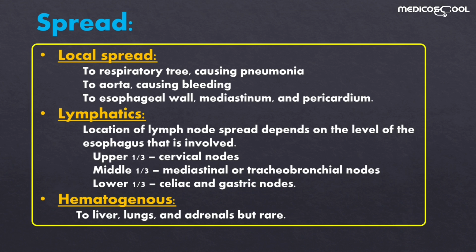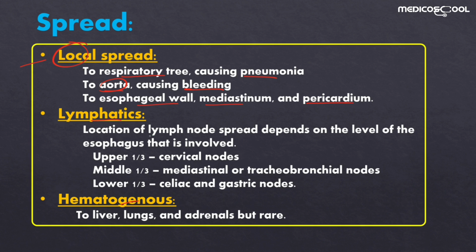Now, let's talk about the spread of squamous cell carcinoma, adenocarcinoma. So it may follow one of three routes. It may spread locally, through the lymphatics, or through the blood. Local spread to the respiratory tree will cause pneumonia, to the aorta will cause severe bleeding, and to the esophageal wall, mediastinum, and the pericardium will cause the respective symptoms.